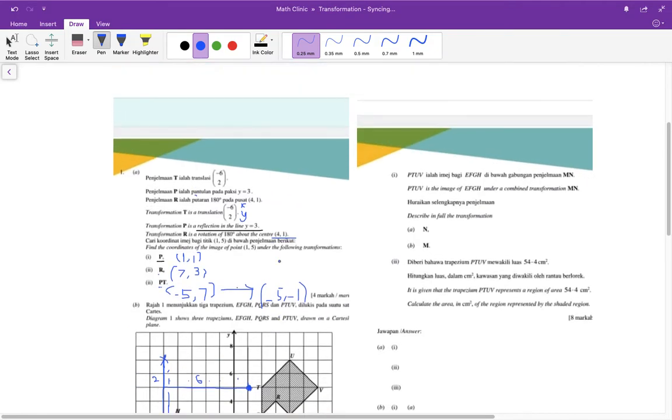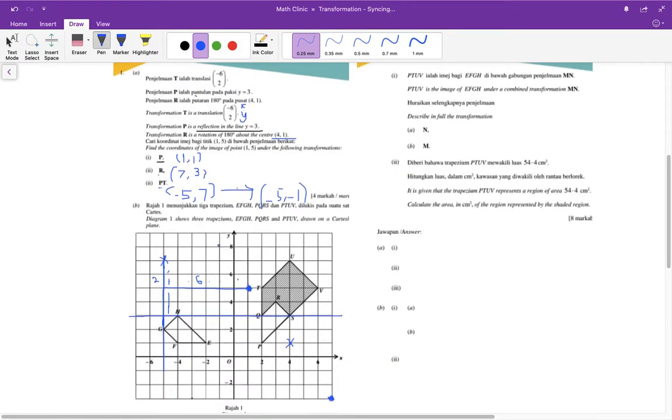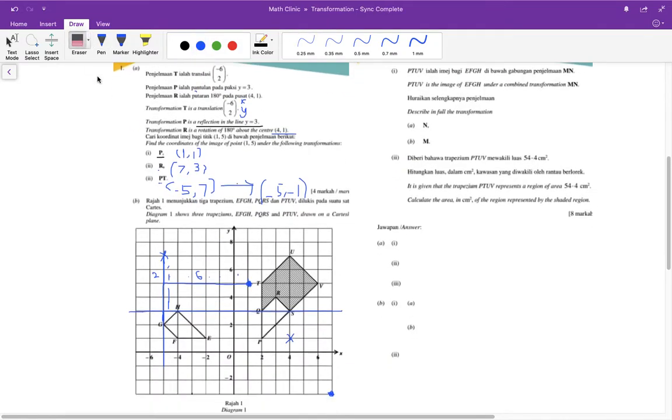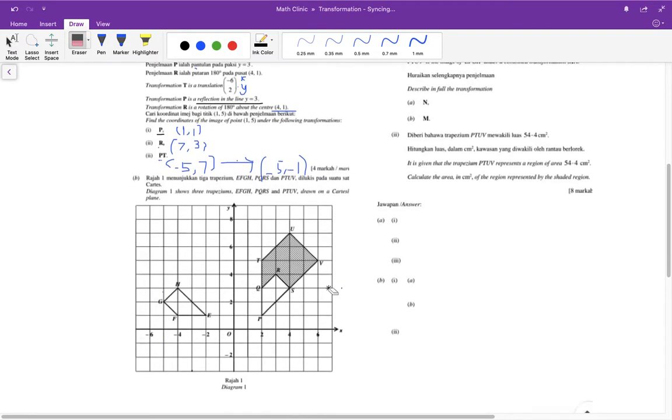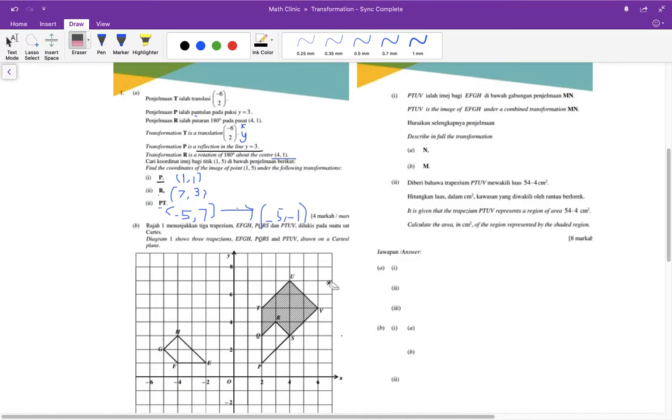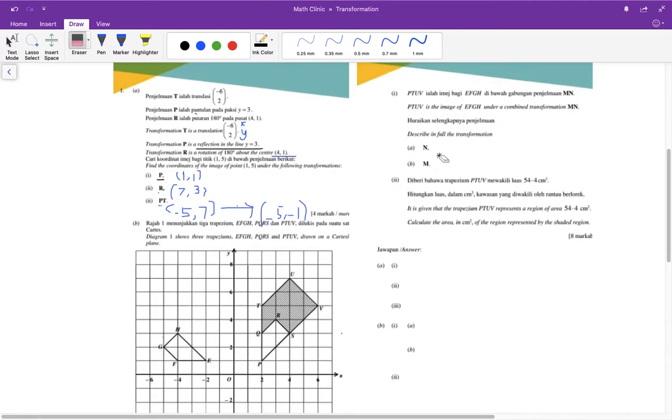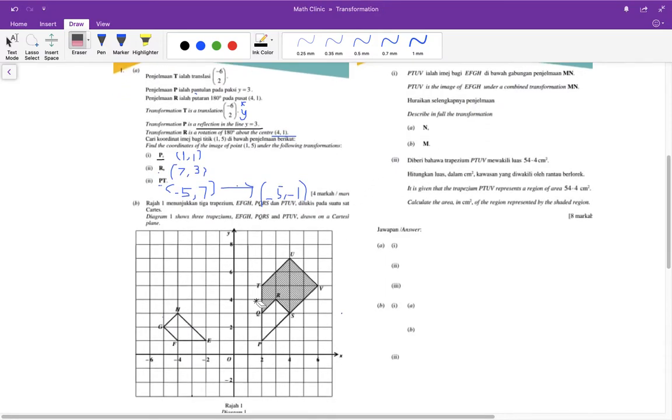Okay, yeah, we are done. That's all. So let's continue to the next questions. I need to erase it because you see, the next question over here is related to the shape over here. Okay, let's wrap it first. So PTUV is the image of EFGH. So, okay, this big one is the image of this one. So, erase it first.